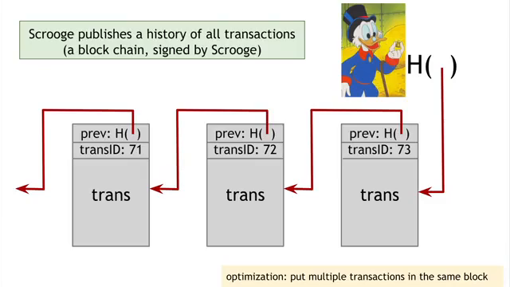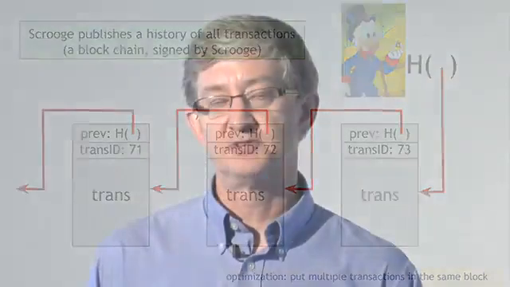Okay. Now I said here that we put one transaction in each block. We do that for simplicity of explanation, but in practice, as an optimization, we'd really put multiple transactions into the same block, as Bitcoin does. So you can bear in mind as I talk about Scrooge Coin that that's the way we'd really do it in practice.